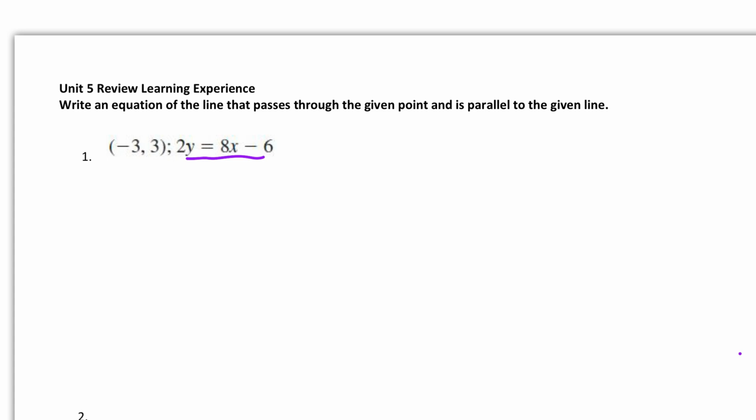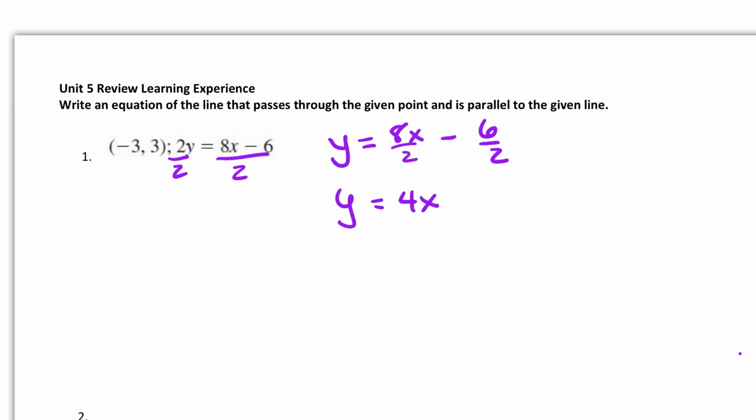So by doing that, I'm going to divide both sides by 2, and I'm left with y is equal to 8x over 2 minus 6 over 2. If I simplify that, I get y is equal to 4x minus 3. So my slope, remember, is the coefficient of x. So my slope here is 4. So the slope of the line that it's parallel to is 4.